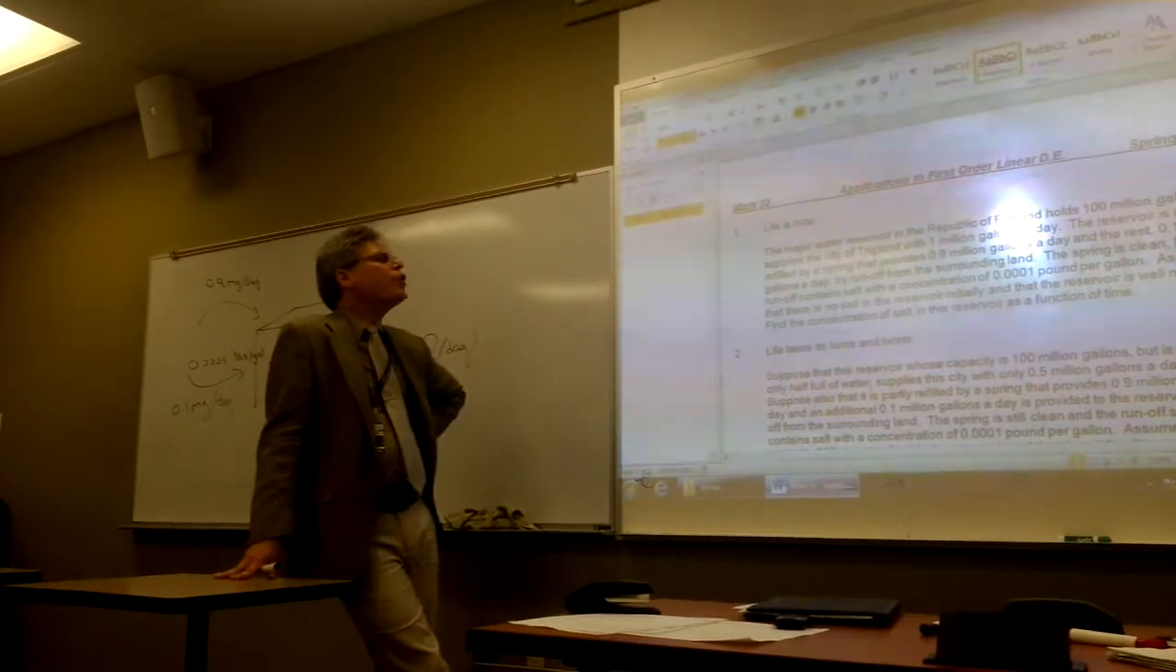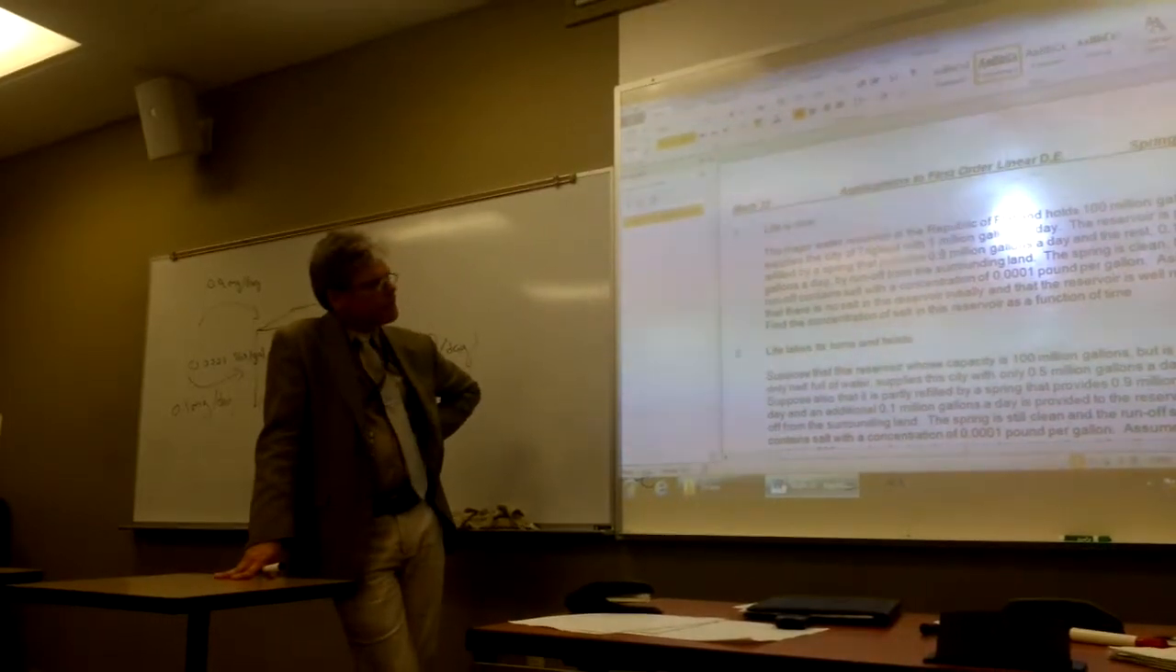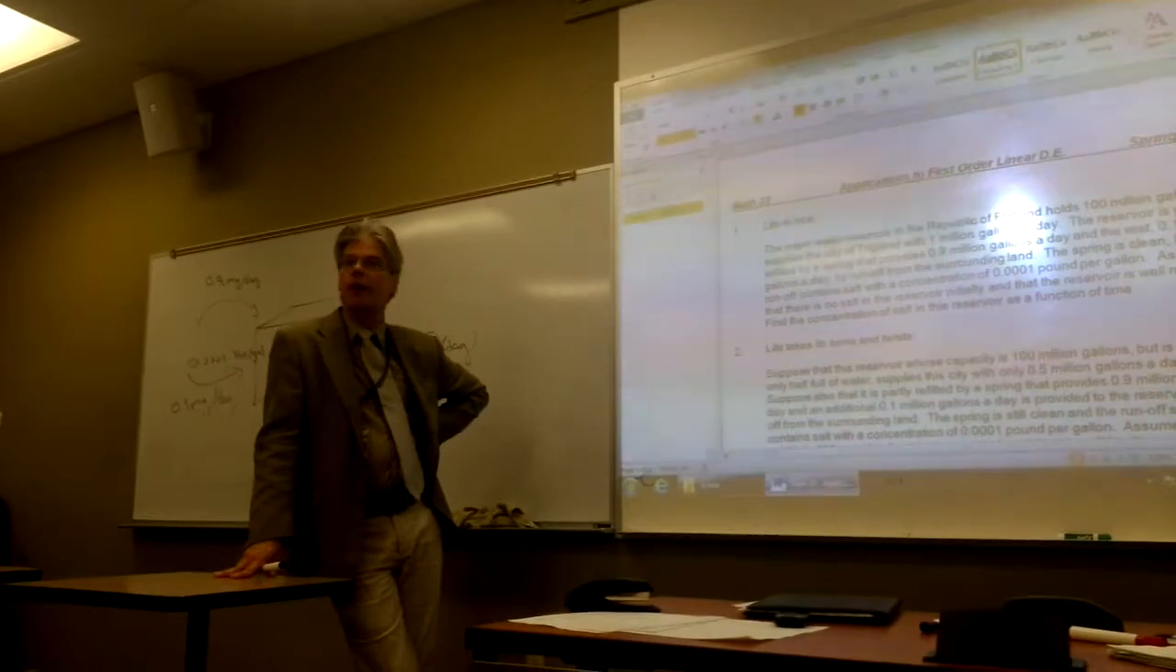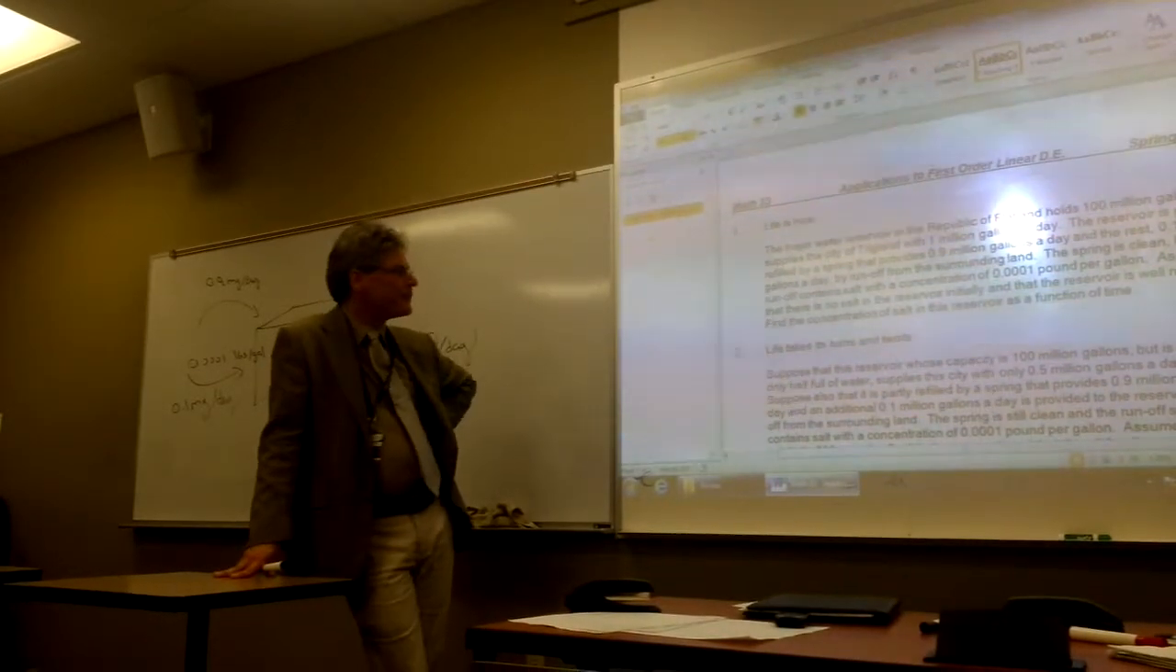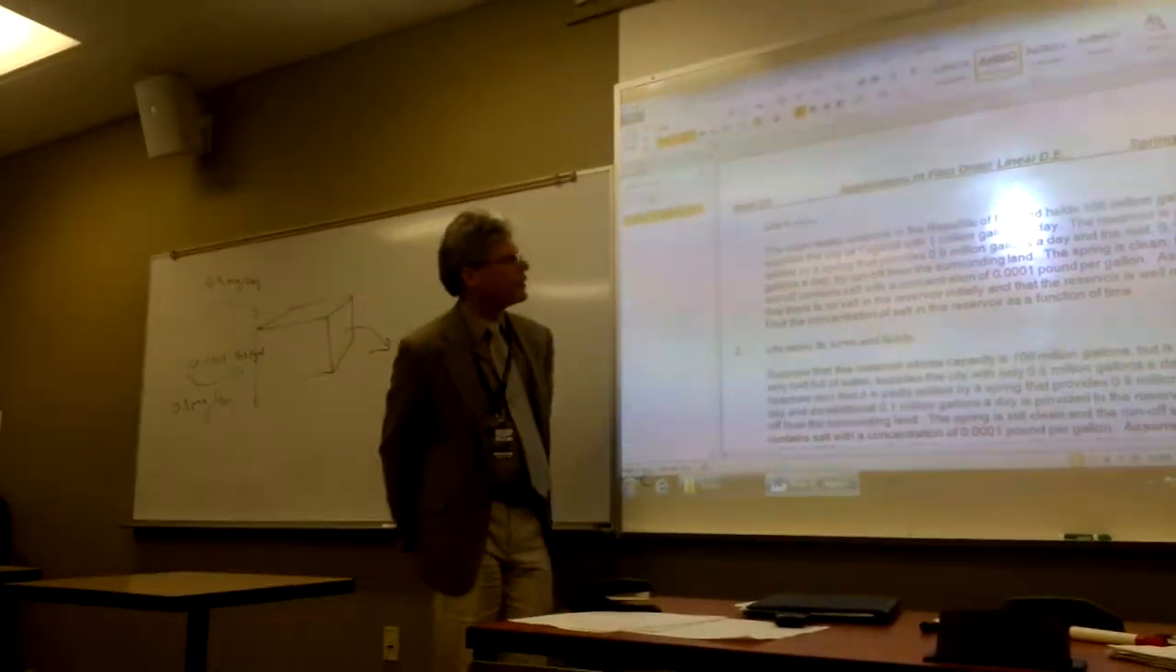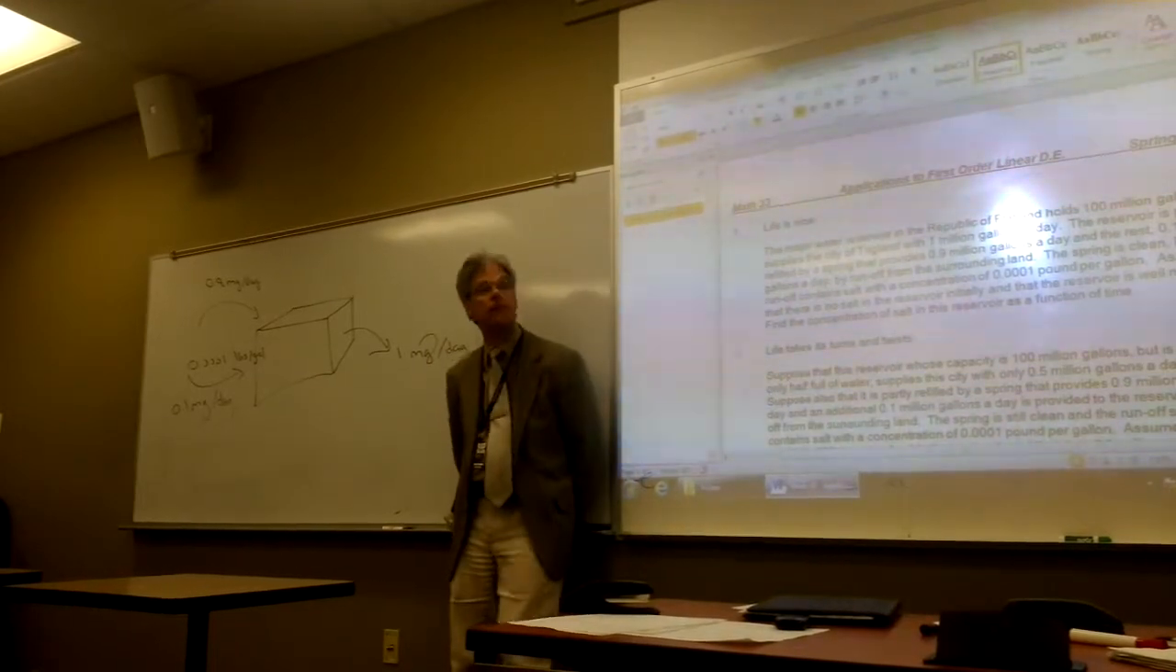And assume that there is no salt in the reservoir initially, and that the reservoir, if I can enunciate, is well mixed. Find the concentration of salt in the reservoir as a function of time.